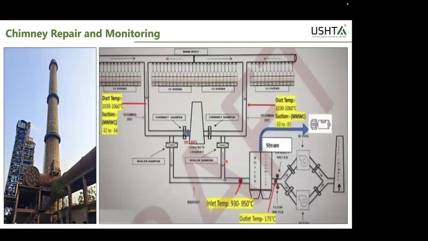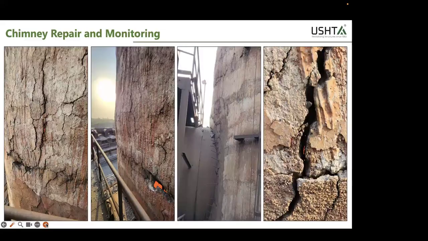This is what we got to know about this case. This was the condition by then. You can see the chimney, and this is a 90-meter tall RCC chimney. The chimney had buckled, the concrete had disintegrated, the steel inside the RCC shell had melted. So this is the condition when they came to us.